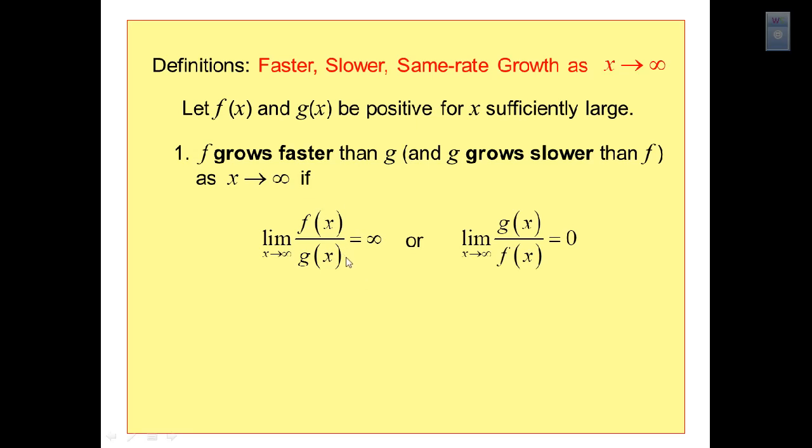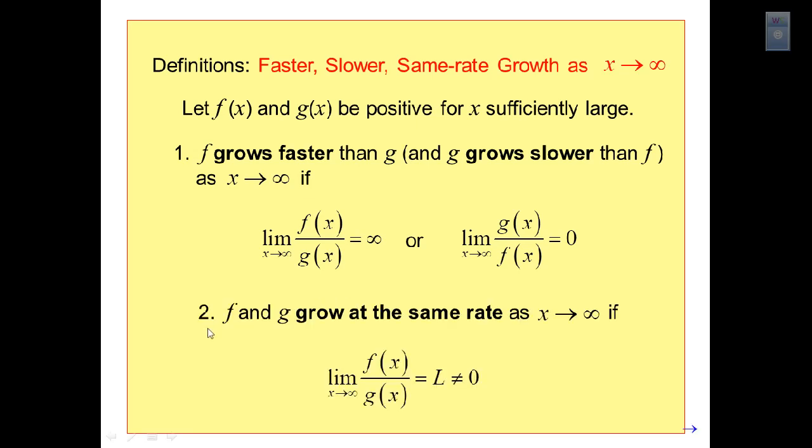Or, if you flip those, if the limit as x approaches infinity of one function over another goes to 0, then the function on top grows slower than the bottom, and the function on bottom grows faster than the top. Now, f and g will grow at the same rate as x approaches infinity if the limit as x approaches infinity of one function over another equals L, which is some number that's not equal to 0. So if you end up getting a constant for your limit, then your two functions grow at the same rate.